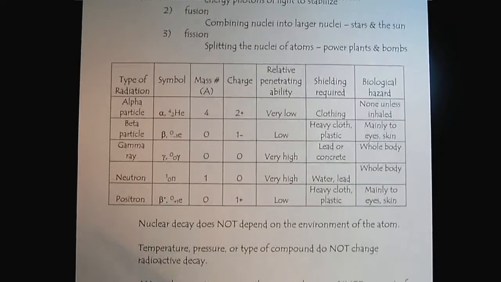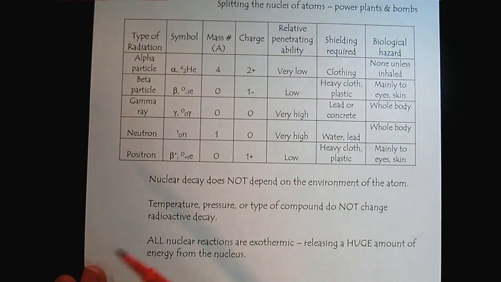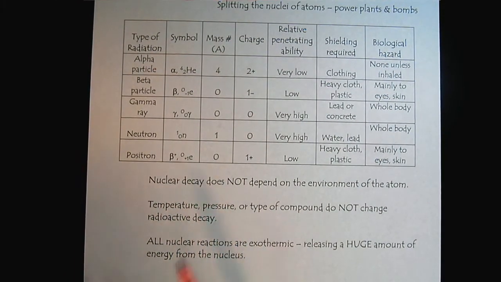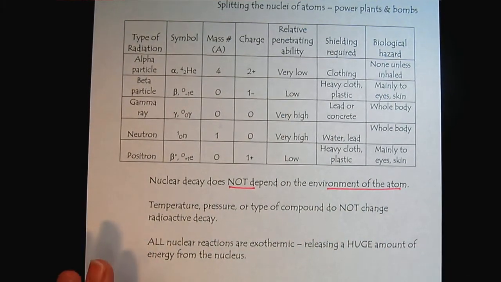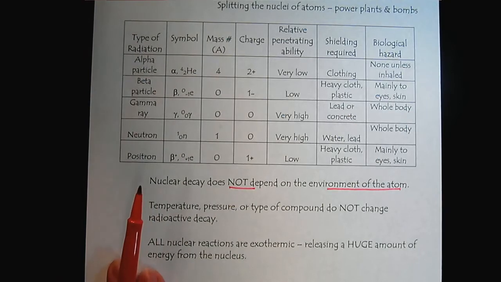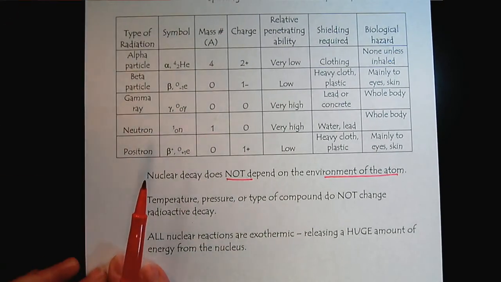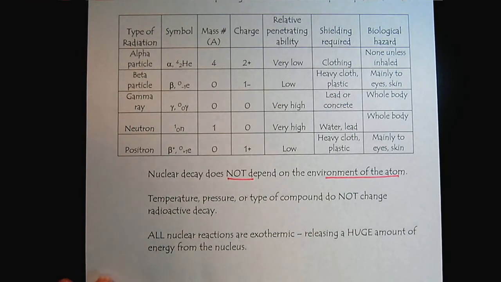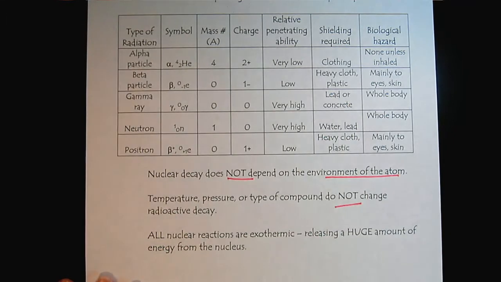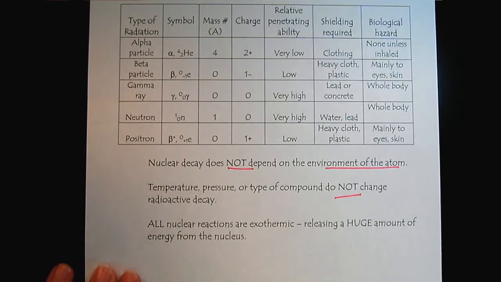Some other interesting things to keep in mind: nuclear decay does not depend on the environment of the atom. There is nothing we can do to stop an unstable nucleus from decaying. There are time rates, and we'll talk about that in our half-life tutorial. So we can't put them in a special temperature or pressure. There's no magic compound to stop radioactive decay of an unstable nucleus. But we can use this to our advantage.